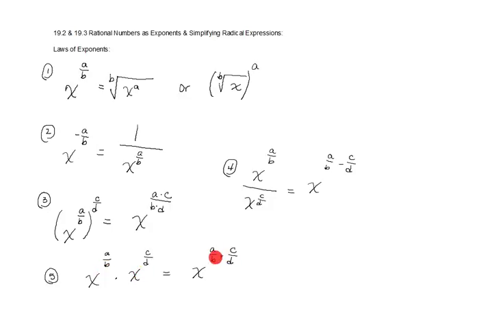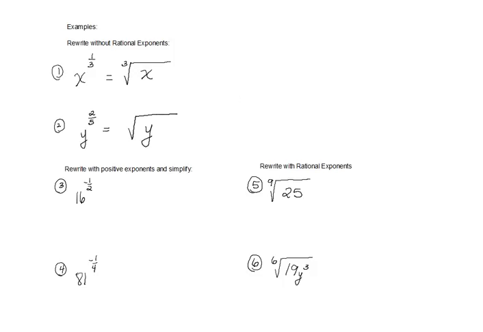On to the next page, we're going to have a couple examples. We want you to rewrite the first two without rational exponents. Okay, so here in this first one, we are given x to the 1/3 power. So when we are going to write that in radical form, it's going to be the cubed root of x. The cubed root of x to the first, but typically we don't write the exponent if it's a 1.